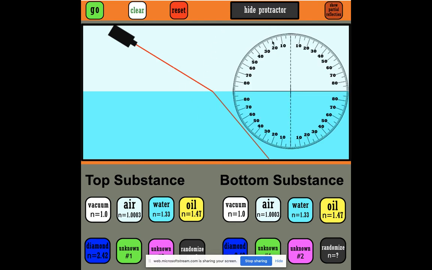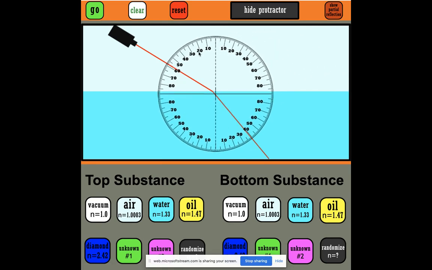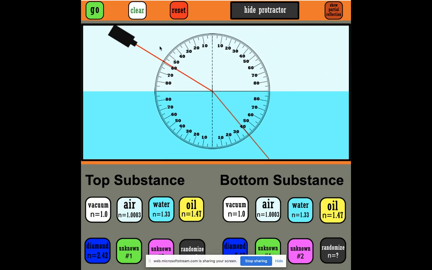And then what we can do is we can get a protractor out, put it down in the center here. And what we need to do is measure two things, the angle of incidence and the angle of refraction. Remember, you always measure the angles from the normal line, which is this dotted line here. So here we've got an angle of incidence of 60 degrees. Here we've got an angle of refraction of 40 degrees.